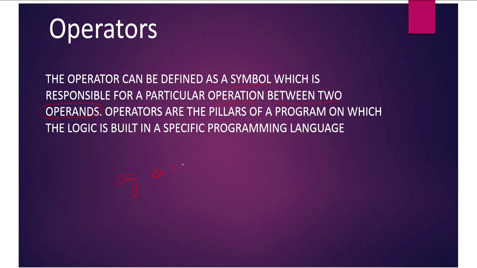Suppose we have declared a equal to 10, b equal to 15. Now we have to perform the sum, a plus b. Here, a and b are called operands, and plus is called operator. So these variables are called operands, and the plus symbol is called operator. Whenever we need to perform some operation, it requires two operands and one operator.